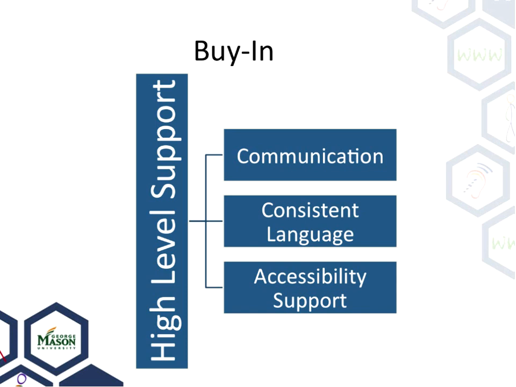We also need some buy-in support. So we go from the high-level support, and the most important things that we look at from here are everyone needs to communicate. If we don't communicate, then we don't know what each other are working on, and then we don't want to have to replicate the information. We also need to be speaking the consistent language. A lot of times it might depend upon who you ask as to what the definition of accessibility is. And finally, we need to know where to go to for support.